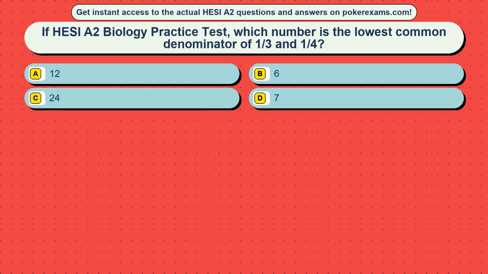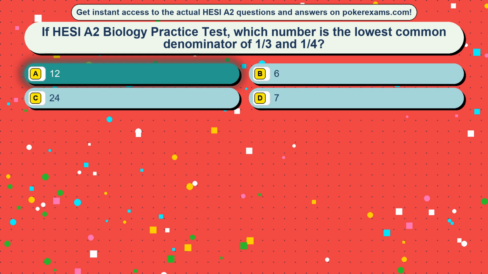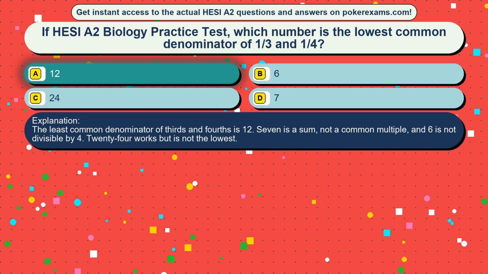Question 10. If HESI A2 Biology Practice Test, which number is the lowest common denominator of 1/3 and 1/4? Option A 12, option B 6, option C 24, option D 7. The correct answer is option A 12. The least common denominator of thirds and fourths is 12. 7 is a sum, not a common multiple, and 6 is not divisible by 4. 24 works but is not the lowest.